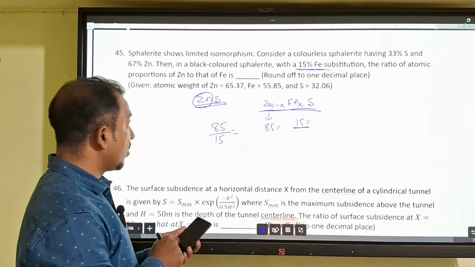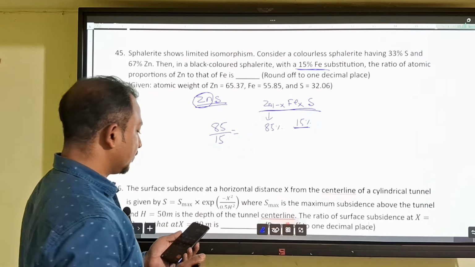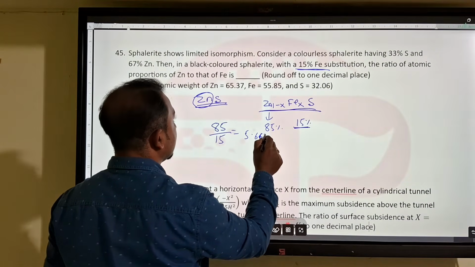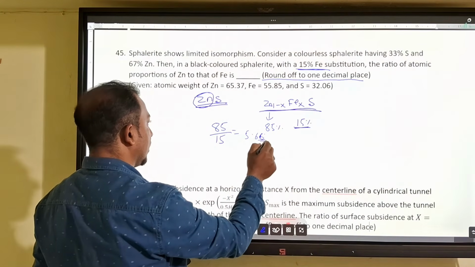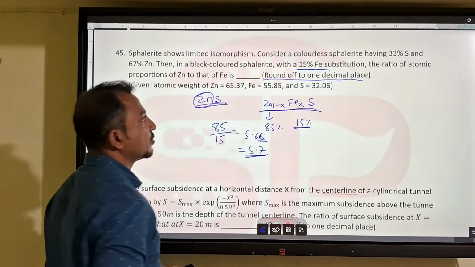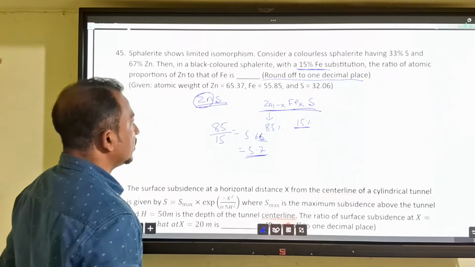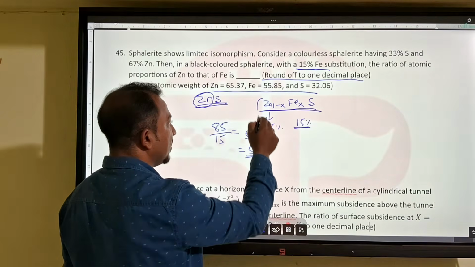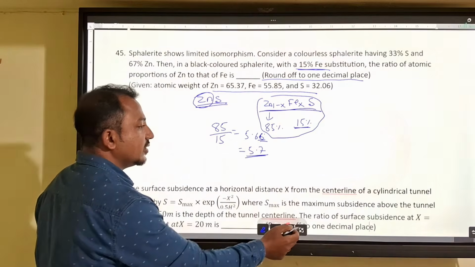85 divided by 15 will be 5.66. So we have to round up to one decimal. In the second place we have 6, so we can write down 5.7. So the answer will be 5.7. You don't require to use these things. It's the simplest way you can calculate, which will be easier and faster.